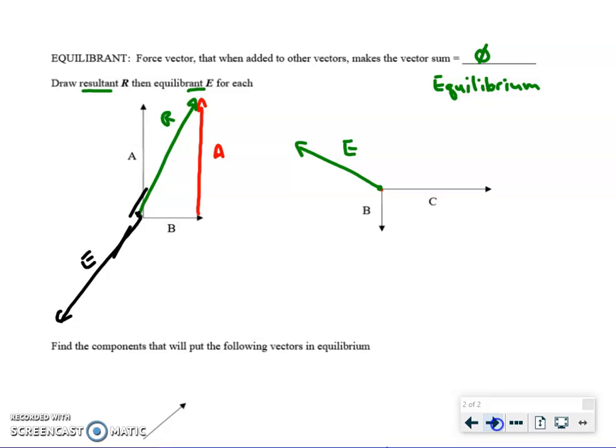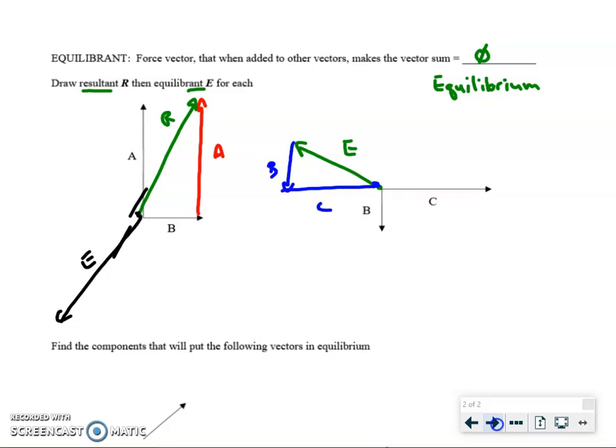And another way to understand it is if I connect them tip to tail, I should form a triangle. So why don't I do that? I'm going to move B to the end of my equilibrant. So I'm going to leave equilibrant where it is. I'm going to move this vector to right there. Try to draw it pretty much the same. And then I'm going to move C to the end of B. And sure enough, if I'm fairly accurate, I form a triangle. That's how I know they add up to 0.